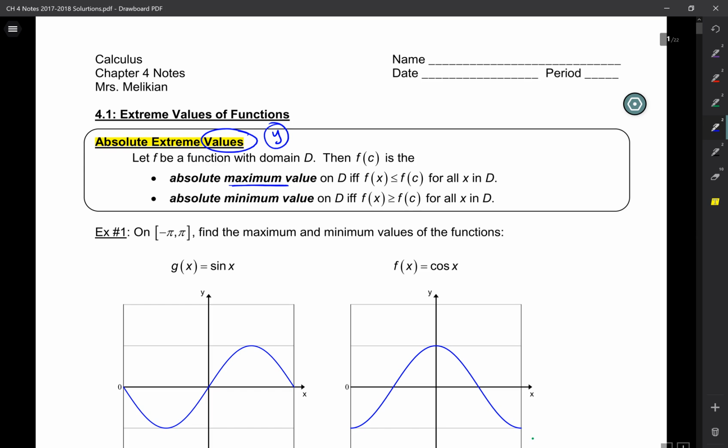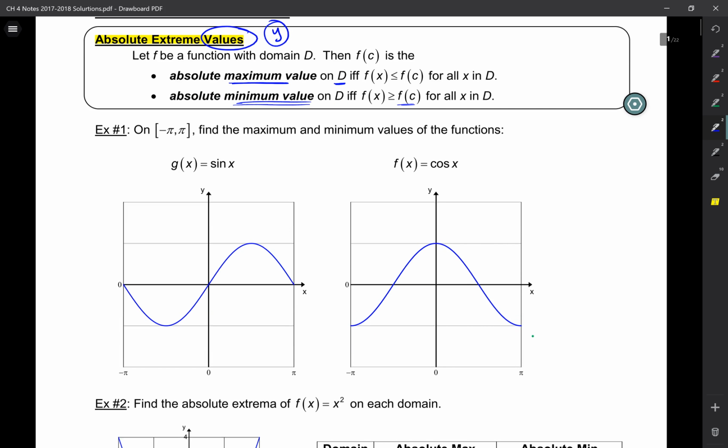Okay, so the absolute maximum value on a domain is f of c if and only if f of c is greater than all other values f of x. So all this is saying is, on a given domain, f of c is the maximum value if it's physically the highest y value that it attains. And the same with the minimum. f of c is the minimum value if f of c is the lowest value that the graph approaches vertically.